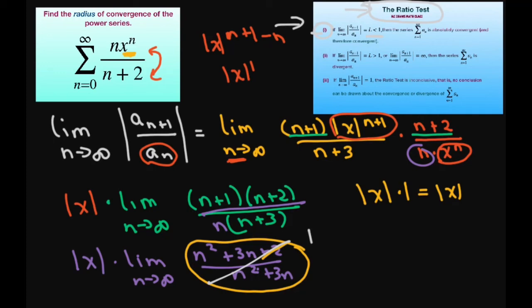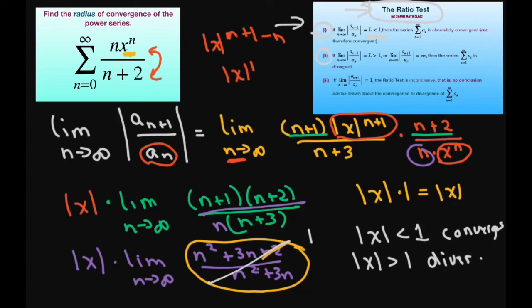Now, for it to be convergent, we're going to set absolute value of x less than 1. So that's going to be convergent. I'll just put converges. And the absolute value of x greater than 1, that's condition 2. That would be divergent, or diverges. So that means your radius of convergence is r equals 1.